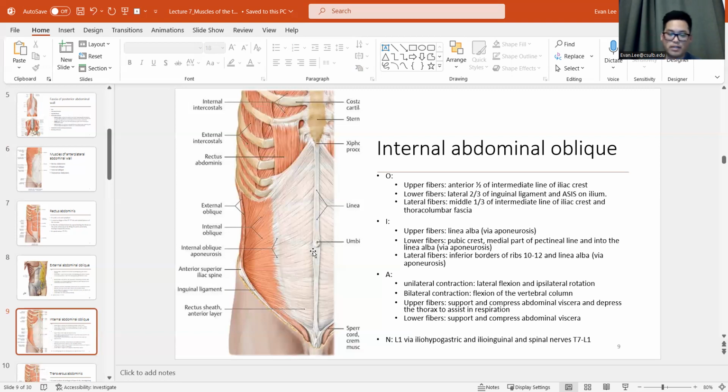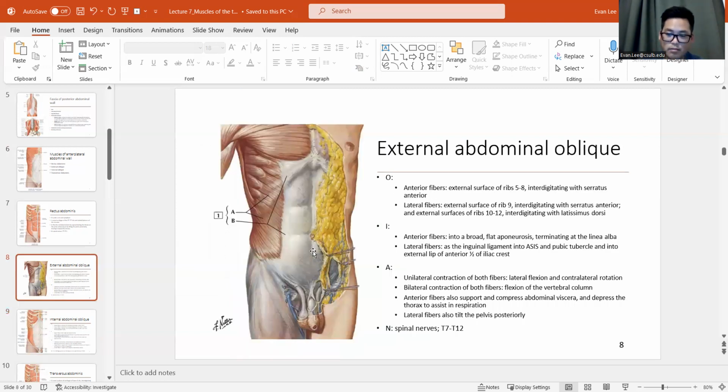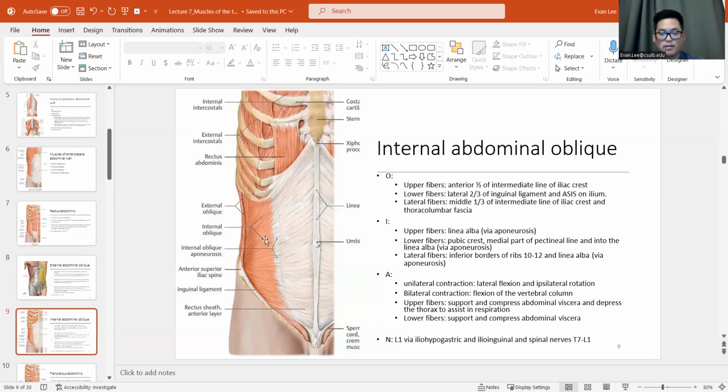So just to be clear, for the external oblique, that was contralateral rotation, where when this contracts on the right side, you're actually twisting your body to the left. But for the internal oblique, this is going to be helping with ipsilateral rotation, lateral flexion, and then just like before, flexion of the vertebral column, and also compression of the organs as well.